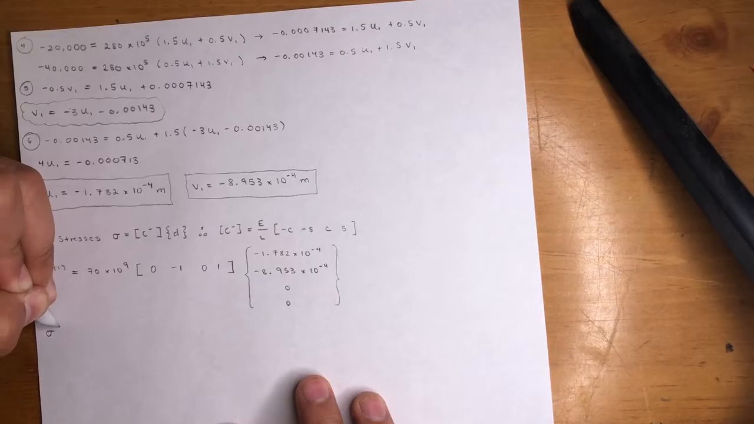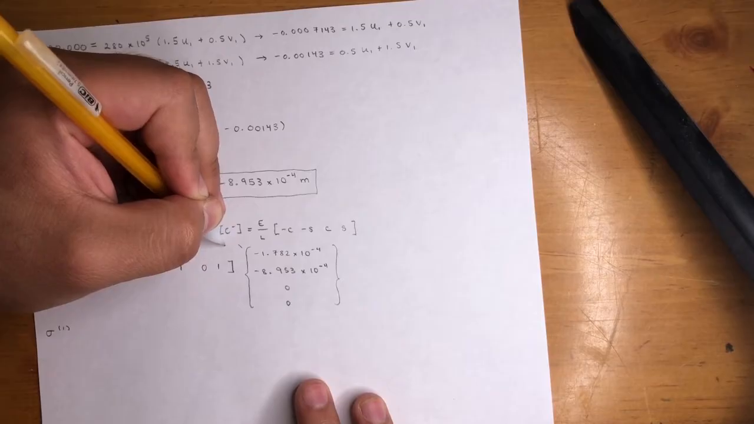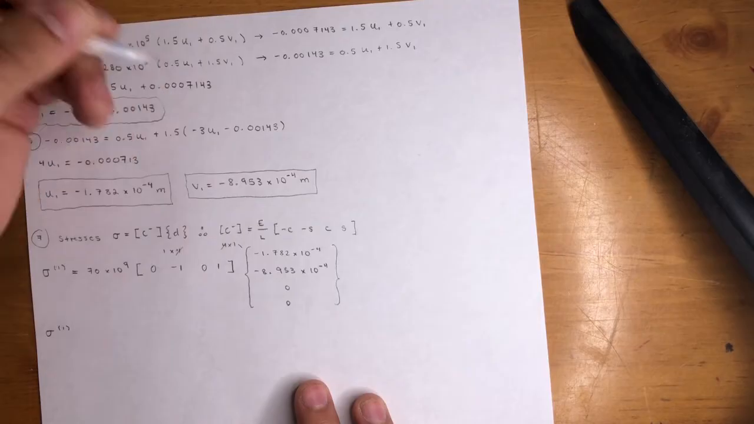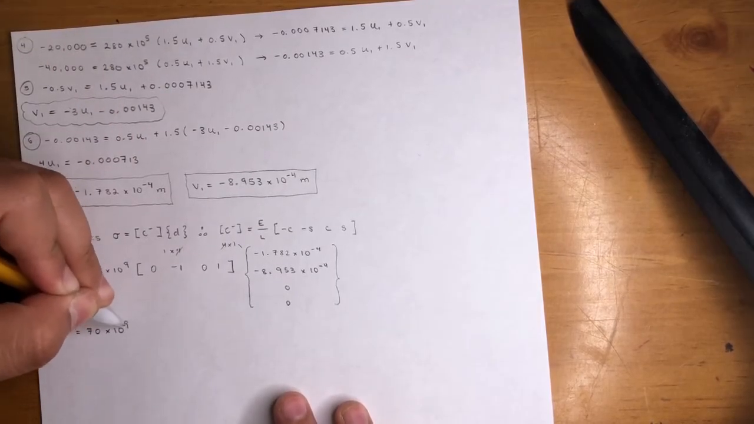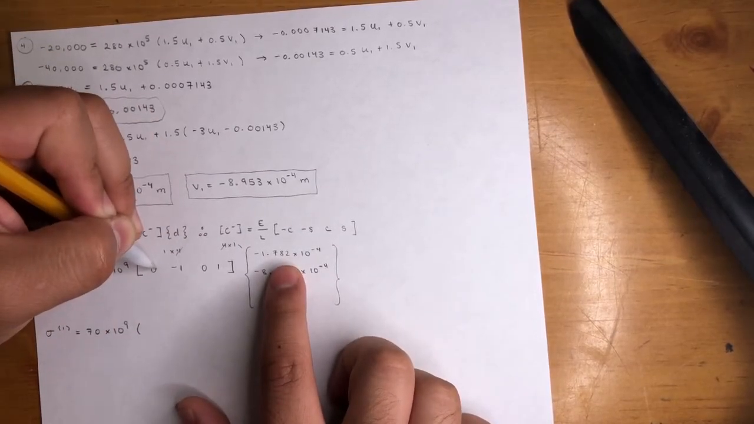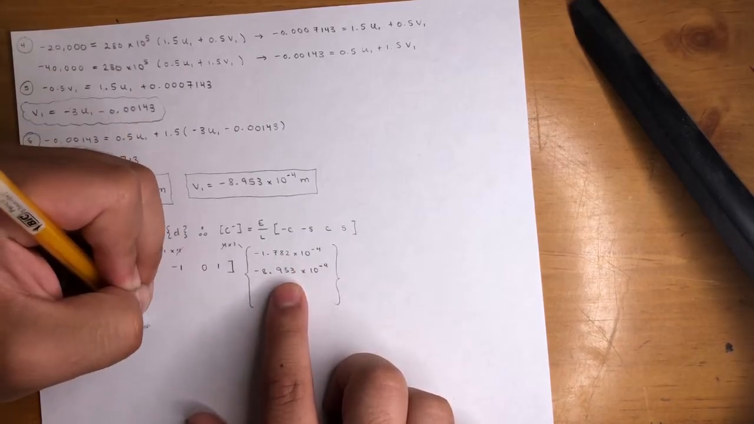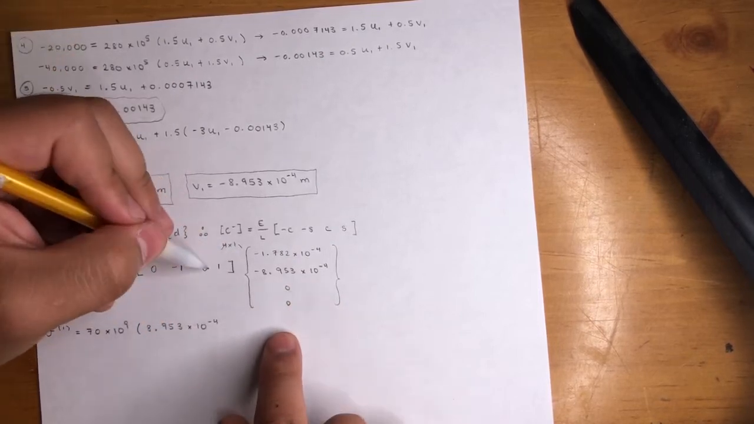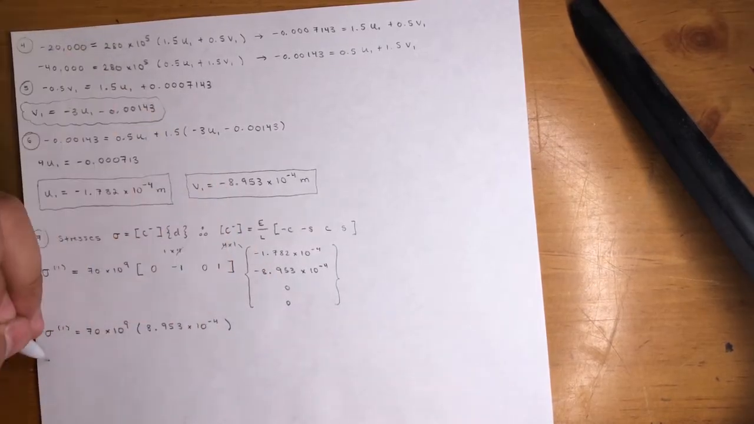We should get one solid answer, right? This is a 1 by 4 matrix. This right here is a 4 by 1. So when you multiply them, you will get a 1 by 1. That's it. So it's equal to 70 times 10 to the 9, right? Bringing this down. Open parentheses, 0 times the first number, which is 0, plus -1 times the second one, that is 8.953 times 10 to the -4, plus 0 times 0, plus 1 times 0. So cool. Just that number.